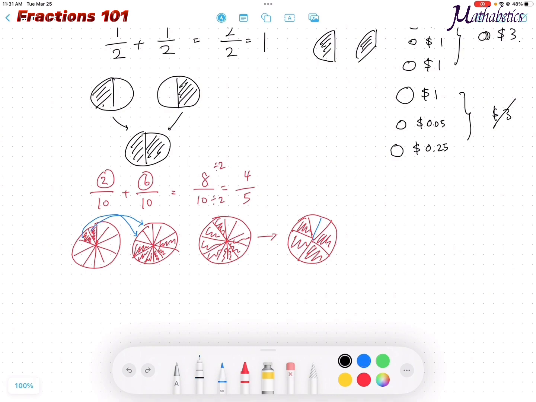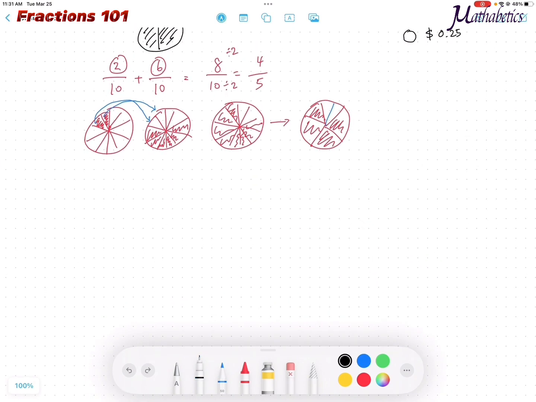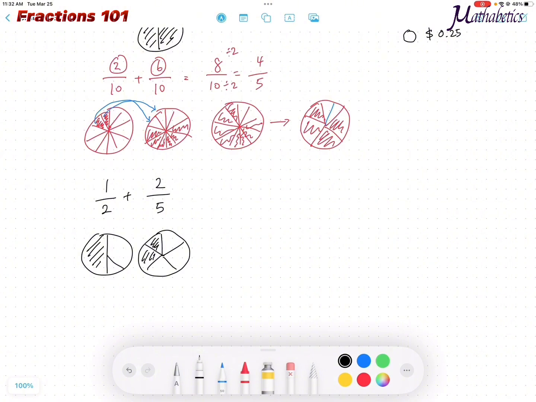Now, what if we have denominators that are different? What if we have a half and we want to add 2/5? Okay. In the drawing, we have a half here and we have 2/5 here. Now, you can't simply add them. If I were to add them, this would look like that. If I were to bring these two pieces over, we can't do that.